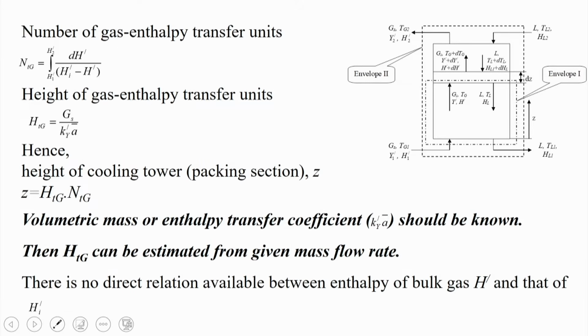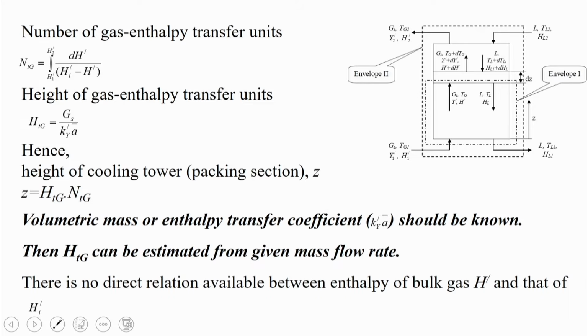Now, the number of gas enthalpy transfer units, the NTG, if we integrate from bottom to top of this cooling tower, will be the integral from h_1' to h_2' of dh' by h_i' minus h'. And the height of the gas enthalpy transfer unit will be HTG, that is G_s by k_y' a-bar. So, the effective height of the cooling tower z will be the number of gas enthalpy transfer units multiplied by the height of the gas enthalpy transfer unit, that is HTG into NTG.